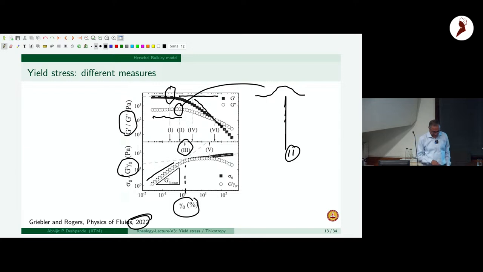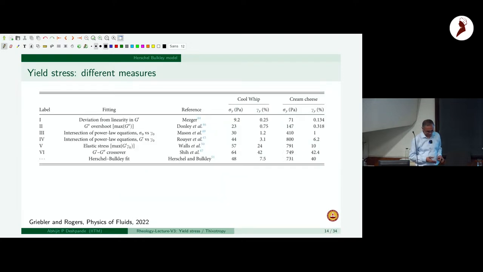So what this paper tries to highlight is all these different measures, and how do they relate to each other? For example, this is a table from the same paper, and they did it for a couple of food items. And you can see that the stress estimated this way is varying quite a bit. And the one which I talked about, where you just take stress versus strain rate and do a Herschel-Bulkley fit, that value is also there.